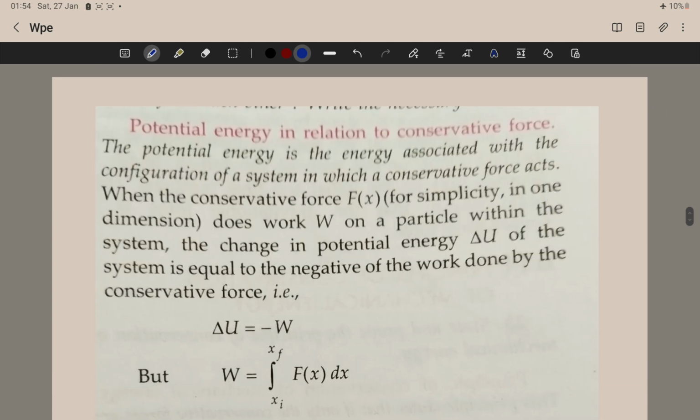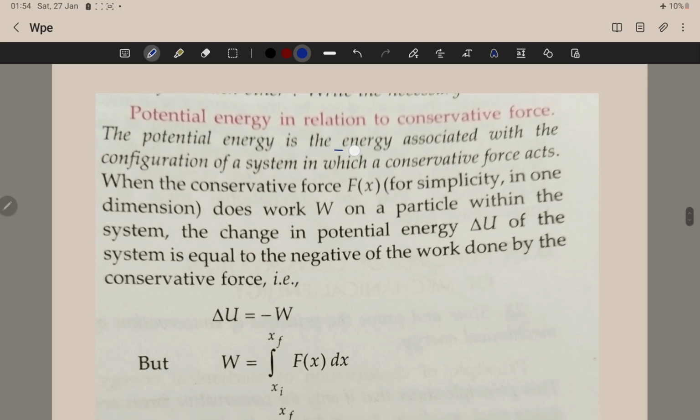Now let's find the relation of potential energy in relation to the conservative force. The potential energy is the energy associated with the configuration of the system in which a conservative force acts. Let's say because of the conservative force, the configuration of the body has some potential energy. For simplicity, we took one dimension. Let's say there is a conservative force, which is a variable force, and it does some work W on a particle within the system.